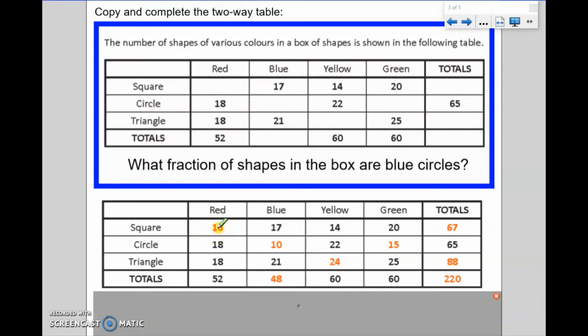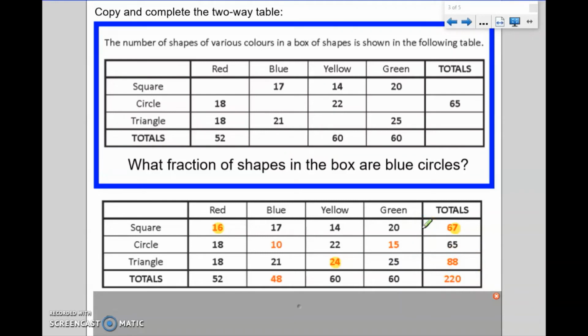We can work out how many red squares there was in this box of shapes by subtracting 18 and 18 from a total of 52. I can work out how many yellow triangles there was in this box of shapes by subtracting 14 and 22 from 60. I can work out how many total squares there was altogether by adding together everything in my top line, and then I can work through filling in the other values. There is 220 shapes altogether in this box of shapes.